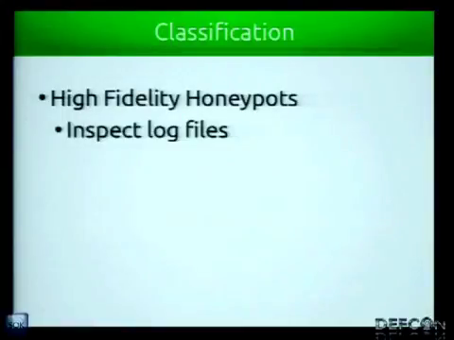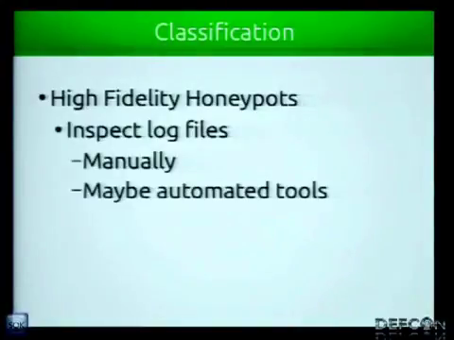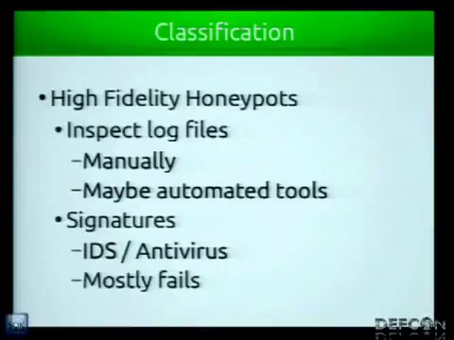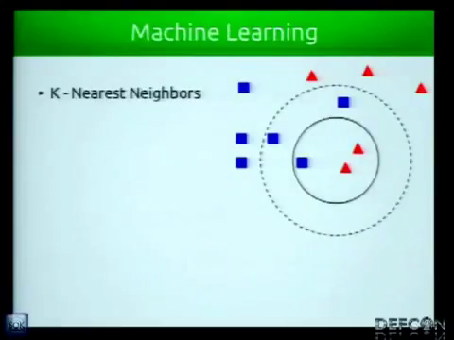Unfortunately, most of the way you do that is by inspecting log files, right? Maybe you've got some auto cron job that tells you if the shadow file changed or something like that, right? But mostly it's manual, which is really unfortunate. Sometimes there are automated tools, but not any general purpose automated tools. And signatures like IDS or antivirus mostly fail for the reasons that I talked about before. So we don't want to do that. We want automated learning or automated detection, machine learning.